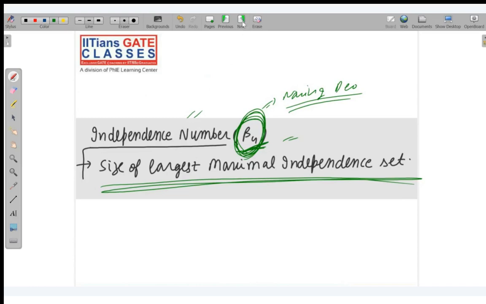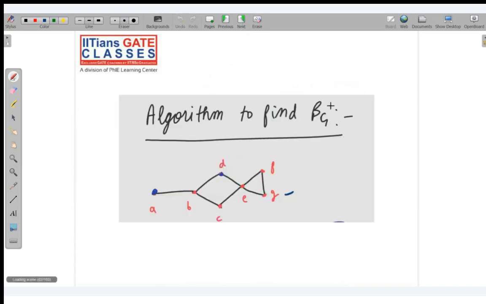Let me jump to the next slide. The algorithm to find beta G is very simple. We want to find maximal or minimal? We want to find maximal. Minimal is trivial. Why are we not finding minimal? You can take A, and this is a minimal independent set. No need to worry, so it is trivial.